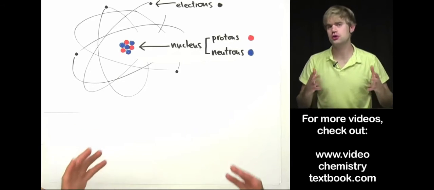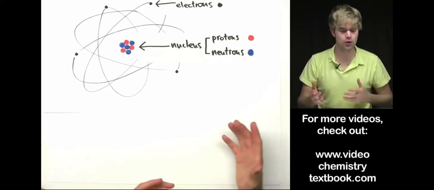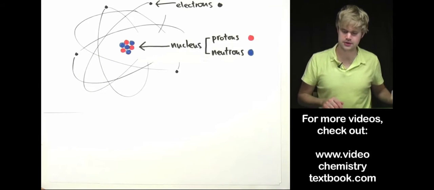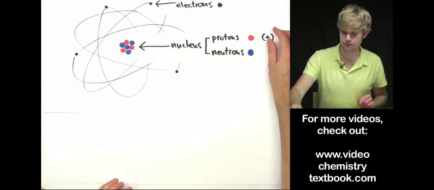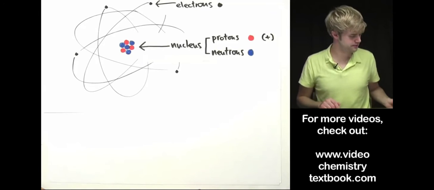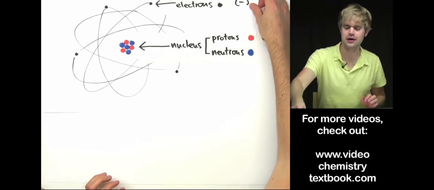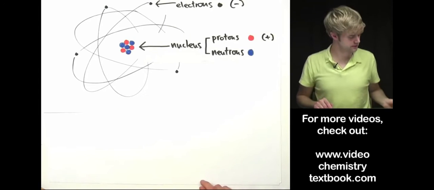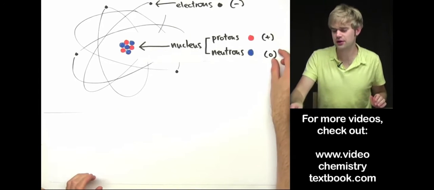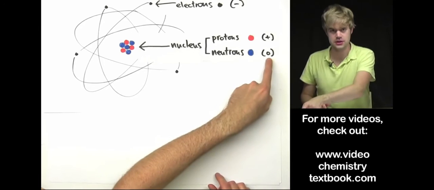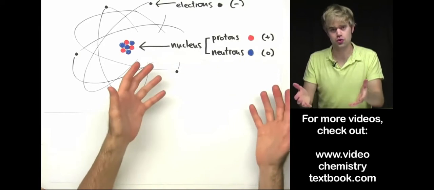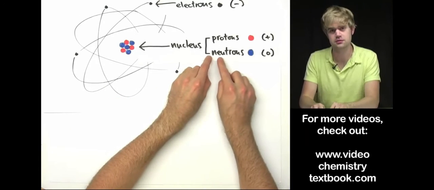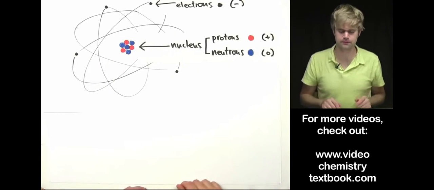Now, electric charge is very important when we're talking about atoms for a number of reasons. Protons have a positive charge. A proton has a charge of 1 plus. Electrons, on the other hand, have a negative charge. One electron has a charge of 1 minus. Now, neutrons, they don't have an electric charge at all. They have a charge of 0. And neutral is a word that we use to refer to something that doesn't have a charge. So neutrons sounds a lot like neutral.